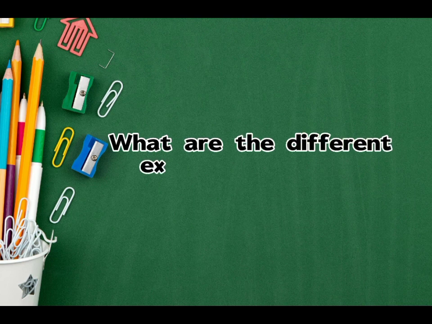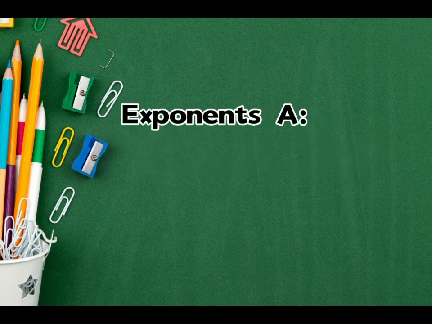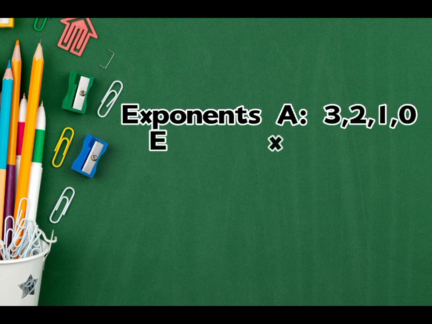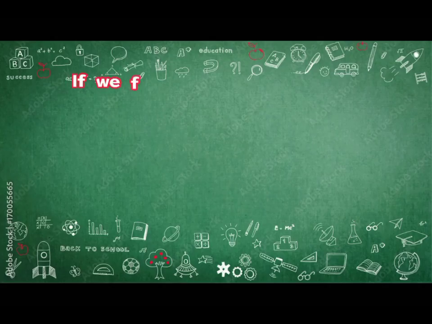Now, what are the different exponents of a and b? The exponent of a starts at 3 and goes down. Then the exponent of b starts at 0 and goes upwards. If we number the terms 0 to n, we get this.